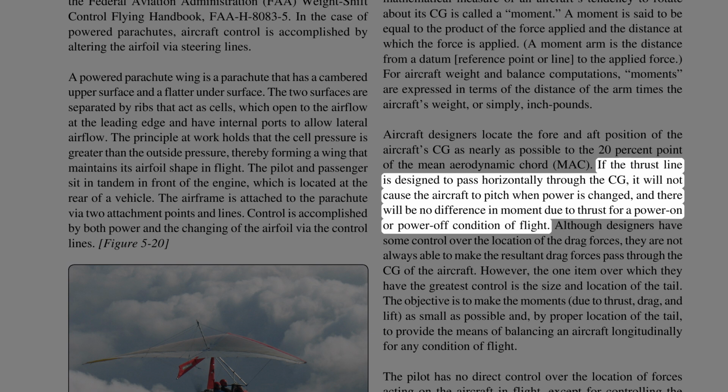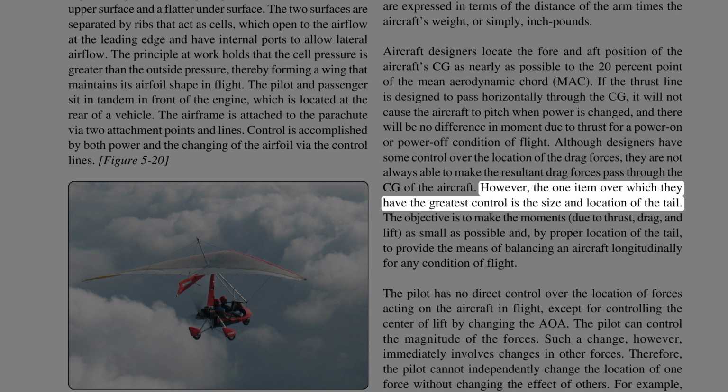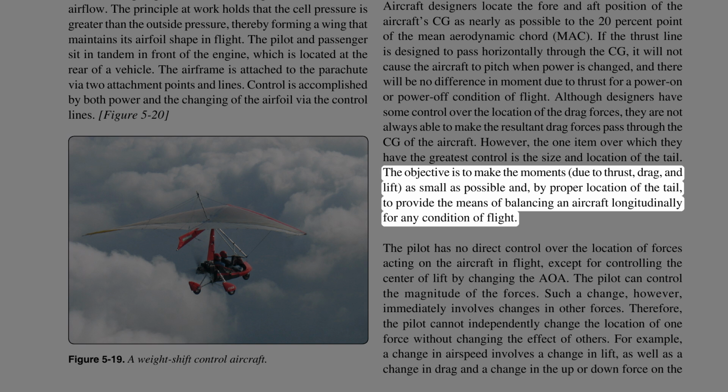If the thrust line is designed to pass horizontally through the CG, it will not cause the aircraft to pitch when power is changed, and there will be no difference in moment due to thrust for a power on or power off condition of flight. Although designers have some control over the location of the drag forces, they are not always able to make the resultant drag forces pass through the CG of the aircraft. However, the one item over which they have the greatest control is the size and location of the tail. The objective is to make the moments, due to thrust, drag, and lift, as small as possible and, by proper location of the tail, to provide the means of balancing an aircraft longitudinally for any condition of flight.